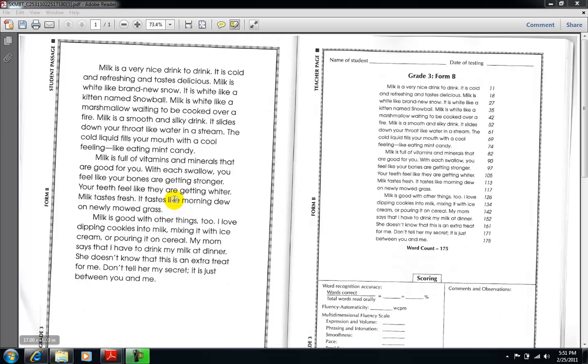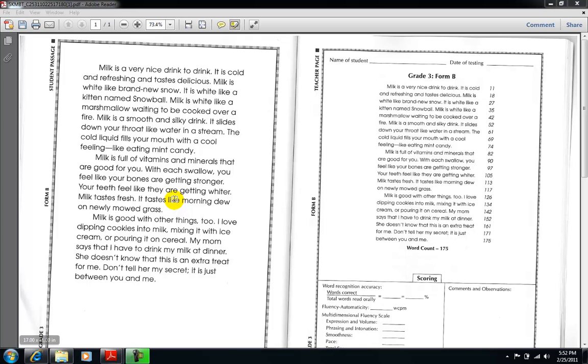Now I'm going to look at words correct per minute. So I'm going to look at the table on page 10. I read 62 words correct in that 1 minute. Now I look at grade 3 and I see that 62 doesn't quite meet the benchmark for winter, but it's in fall. So what that tells me is that though I'm reading on an instructional level, I'm reading kind of slowly. And then I'm going to look at the multidimensional fluency scale.